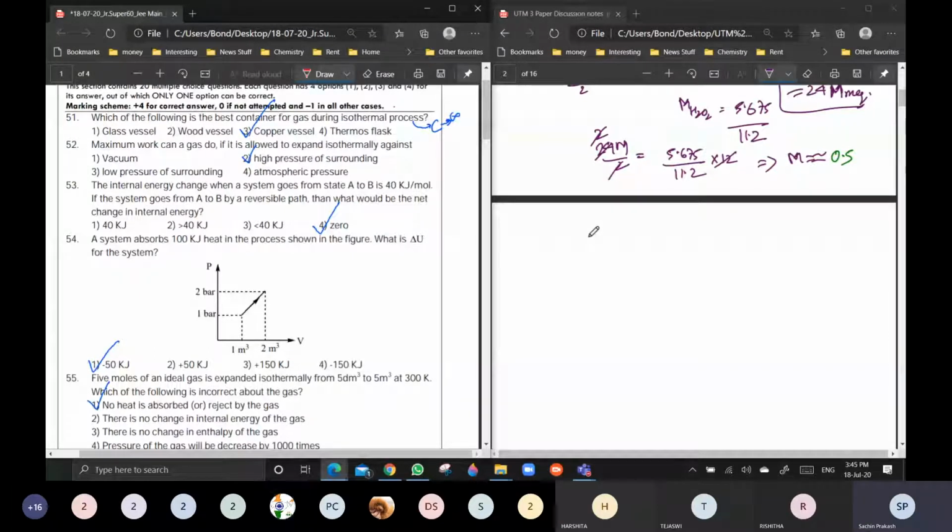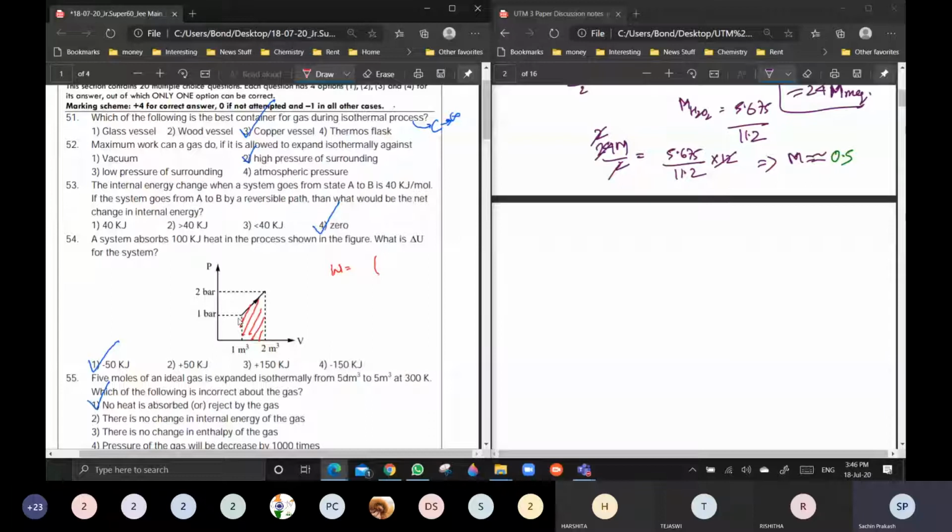54. Okay, let us see 54. In 54, you are given a PV diagram. So what will be the area under the curve? That will represent the work done, right? So what will be the work done? The magnitude will be how much? Area under the curve. What is the area under the curve?